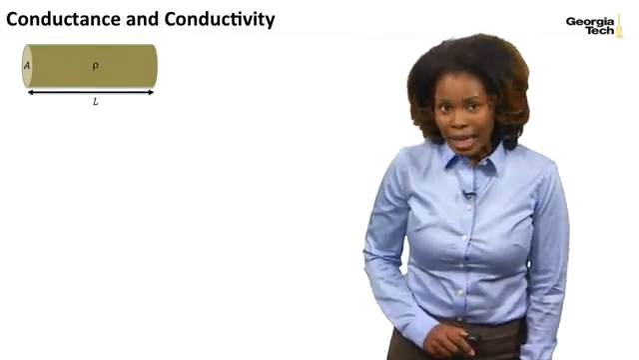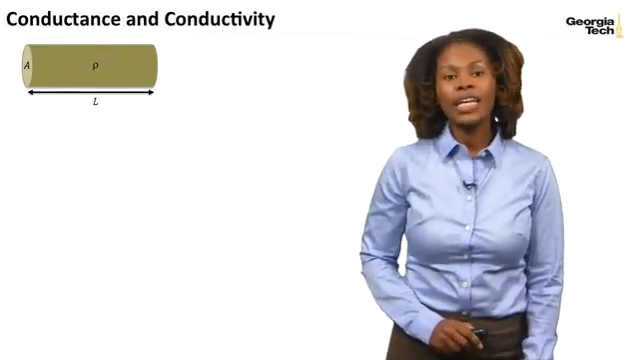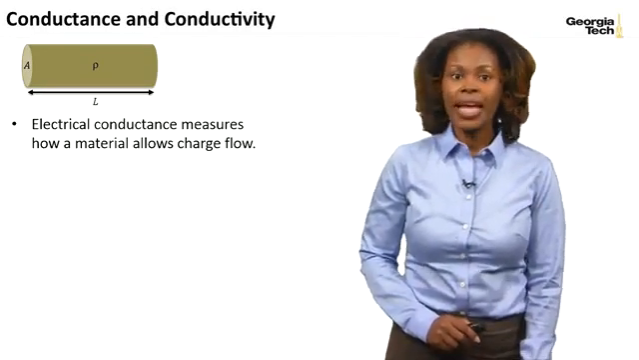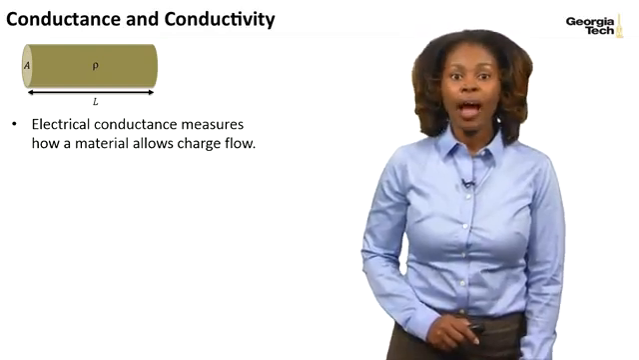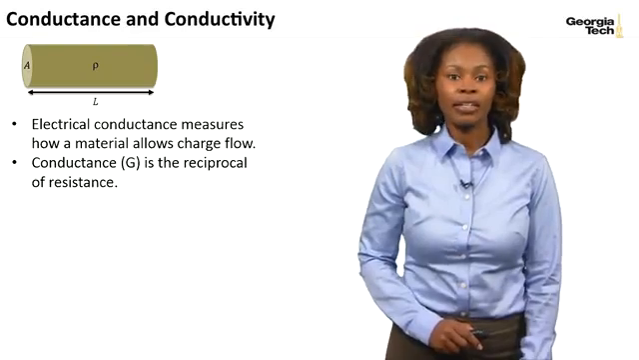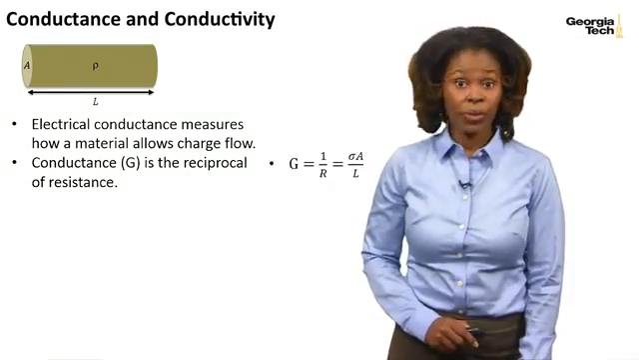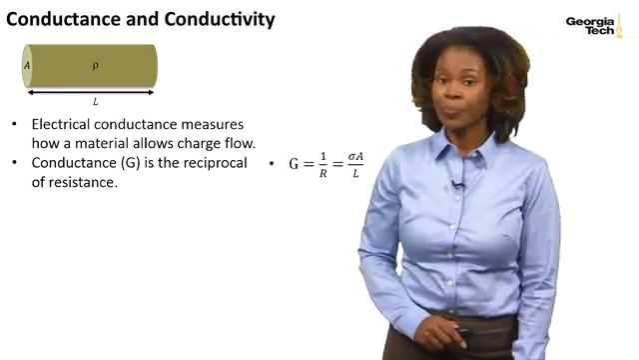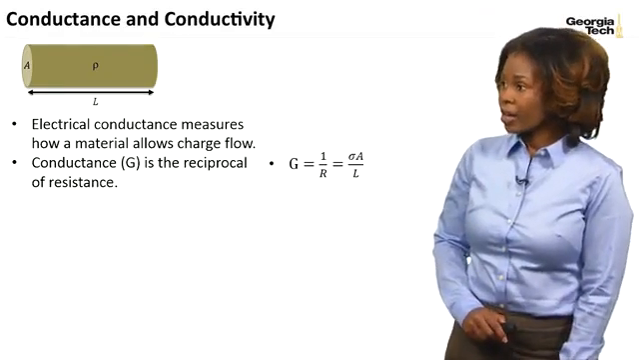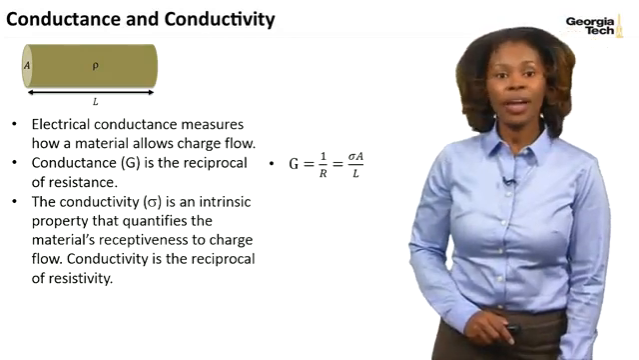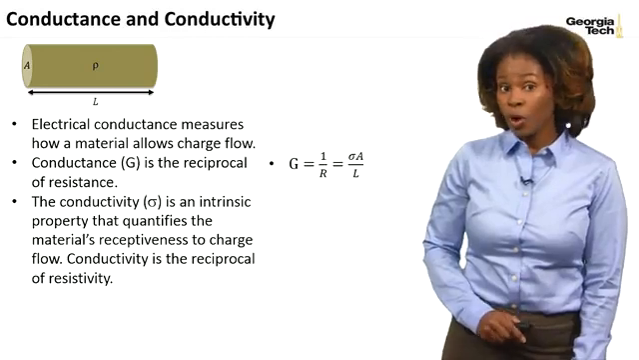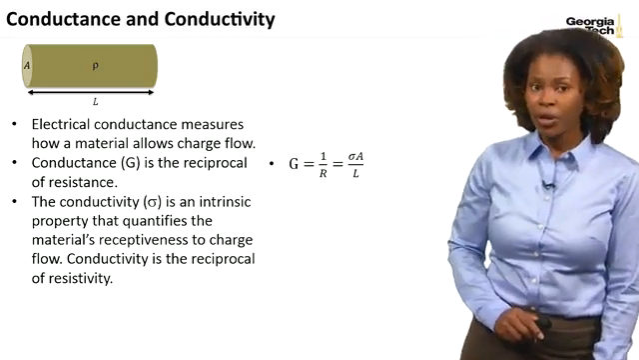Now, conductance and conductivity have an inverse relationship to resistance and resistivity. Electrical conductance measures how a material allows charge to flow. And the conductance G is the reciprocal of the resistance, or 1 over R. You could also write it as sigma A over L. So now we have another term where we used resistivity for ρ. We use ρ for resistivity. Now we're using sigma for conductivity.